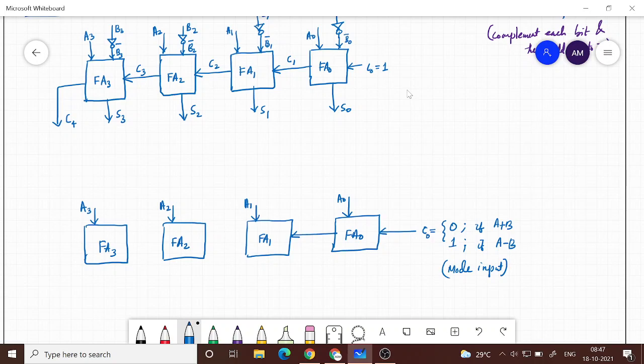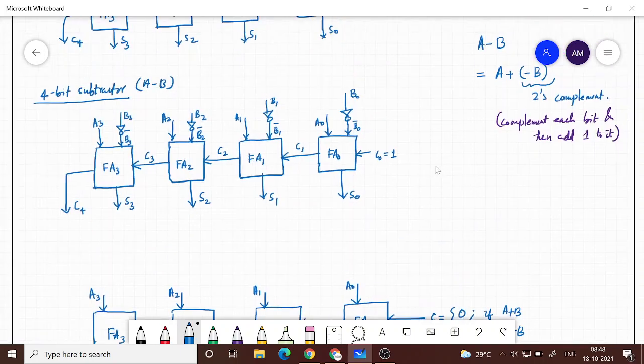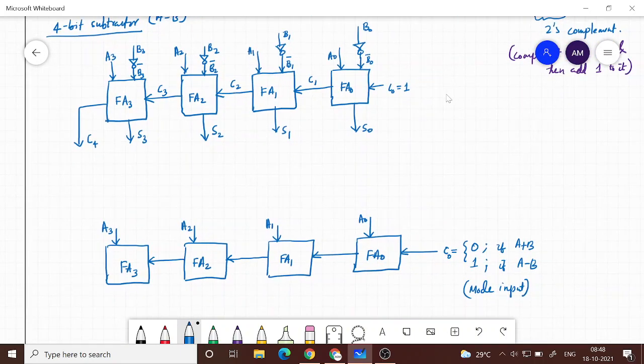Okay, so ultimately we have to tell the circuit to subtract the 2 numbers or add the 2 numbers. That is done by setting some bit equal to 0 or 1, and that is what we call the mode input. Okay, so C0 is the mode input, and this connection from one stage to the other, this ripple carry propagation, is the same in both the adder circuit and the subtractor circuit. So we should connect C1, C2 and C3 exactly the same way, and finally you have your C4. And similarly, the outputs S0, S1, S2, S3 are also taken out in the same manner.